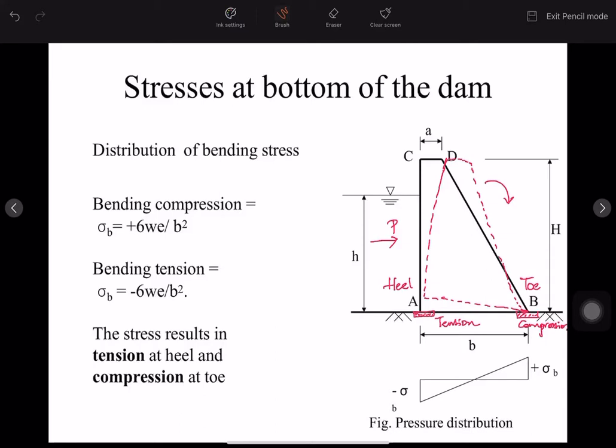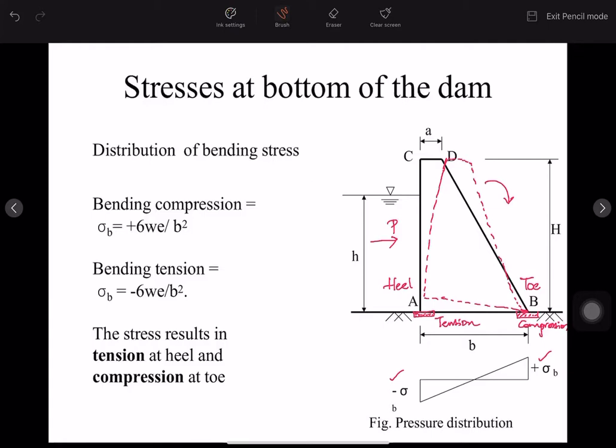So on the toe side compression, and on the heel side it will be a tension. As we draw the stress distribution diagram, on the toe side it will be positive, on the heel side it will be negative. As the magnitudes are both the same, the triangles will be similar but on opposite sides. So this is minus sigma b and this is plus sigma b.